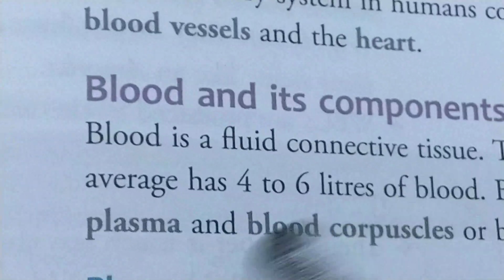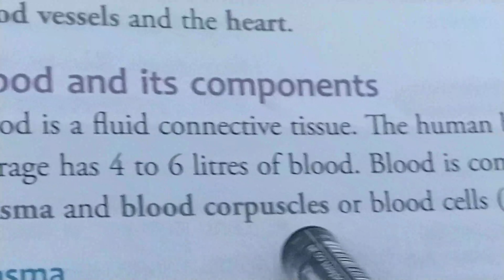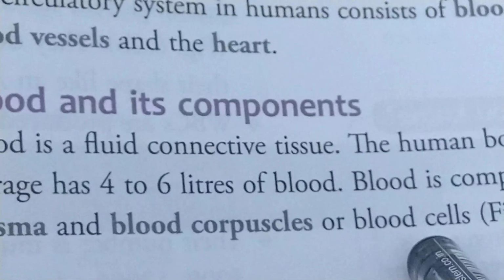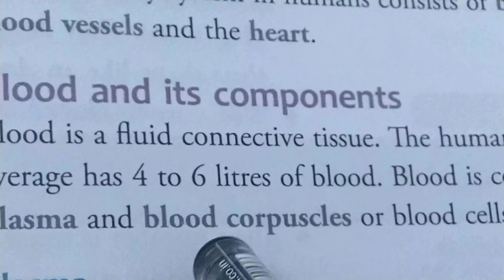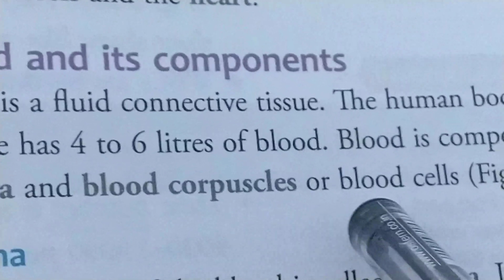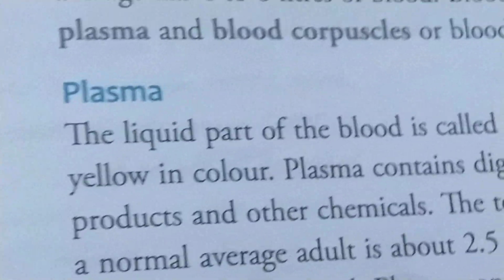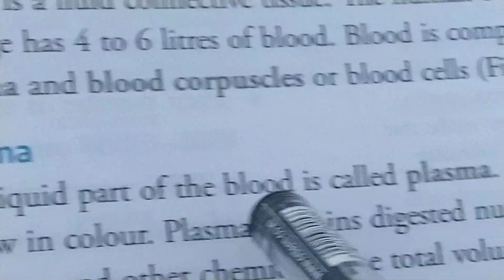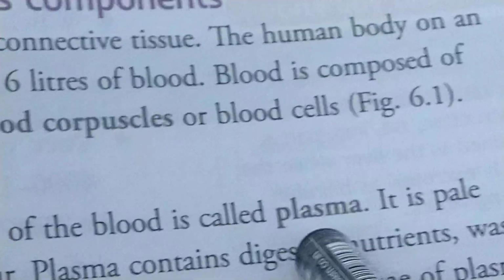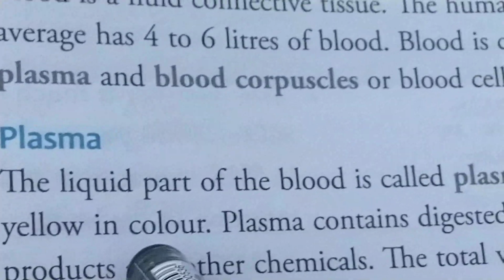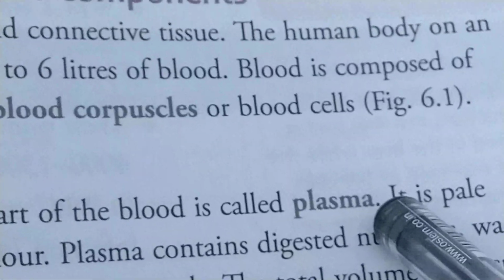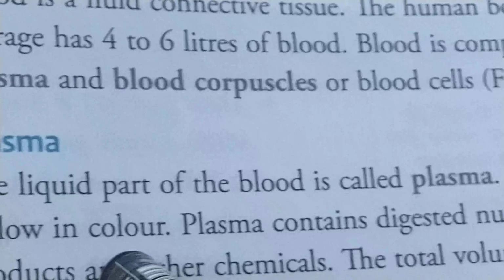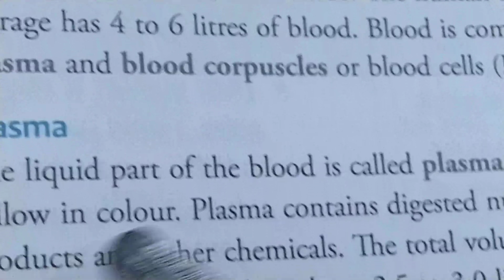Blood is composed of plasma and blood corpuscles or blood cells. The liquid part of blood is plasma, and the blood cells are also known as blood corpuscles. Plasma. The liquid part of the blood is called plasma. It is pale yellow in color. इसका color के नीचे दाग लगाना. Color is very important. Plasma is pale yellow in color. मतलब फीका पीला कलर का होता है.